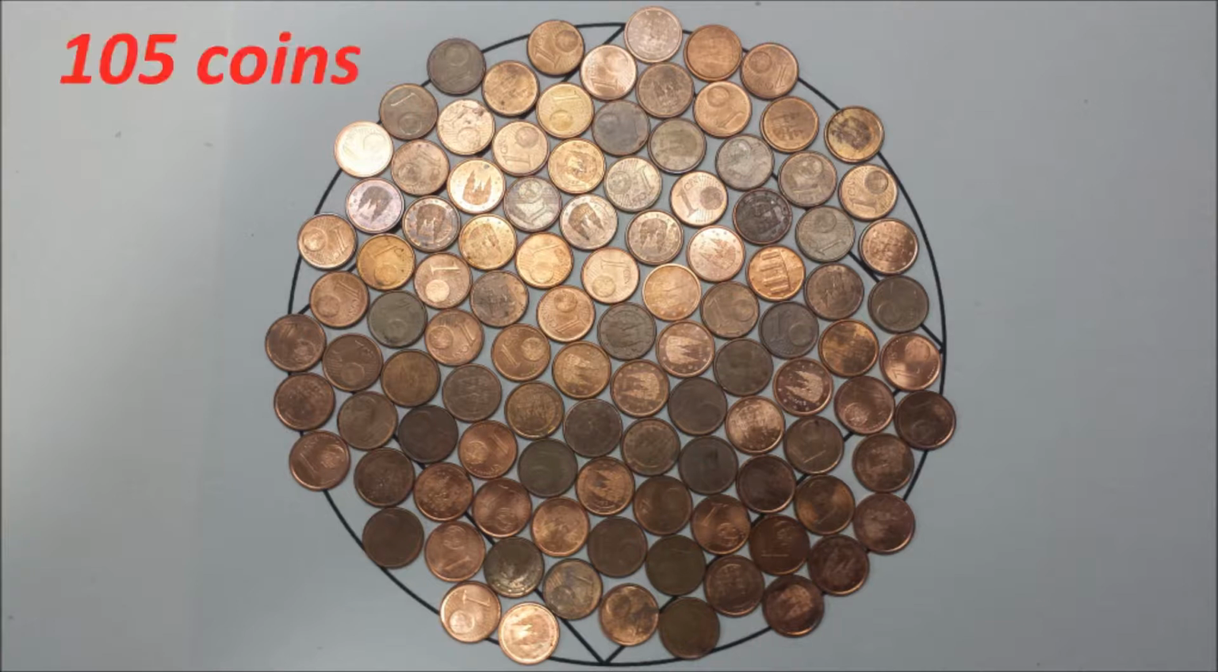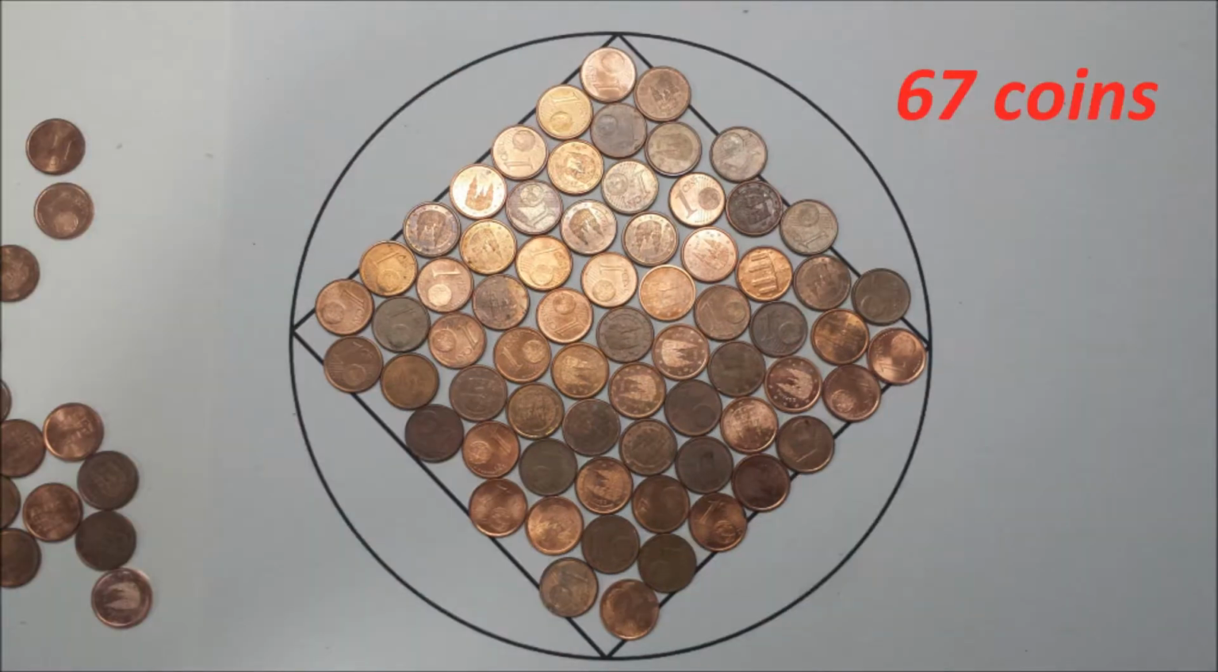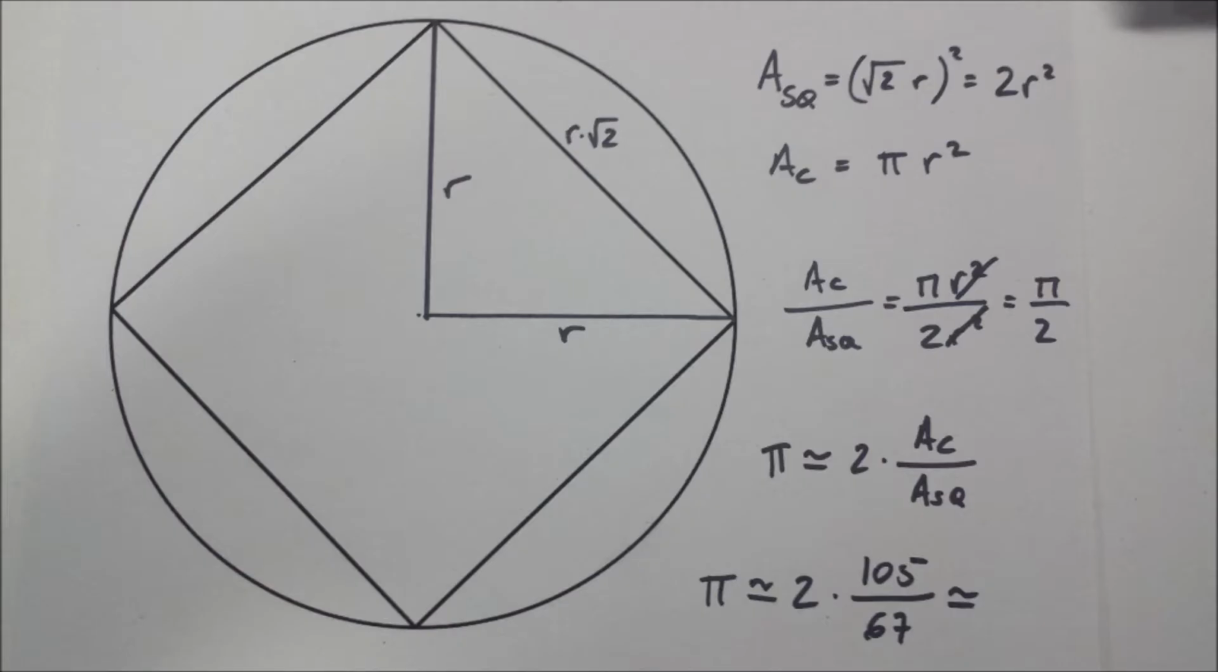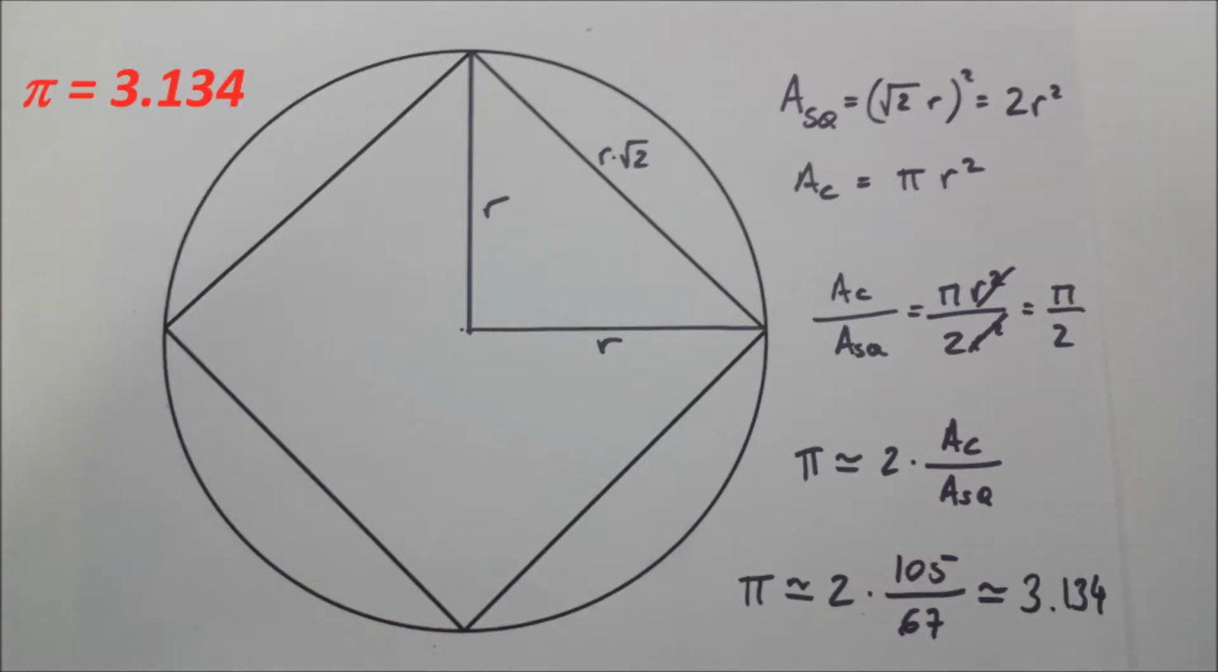The area of the circle is approximately 105 coins. The square can be covered using 67 coins. So we put those numbers into our fraction and obtain an approximation of pi. Pi is more or less 3.134.